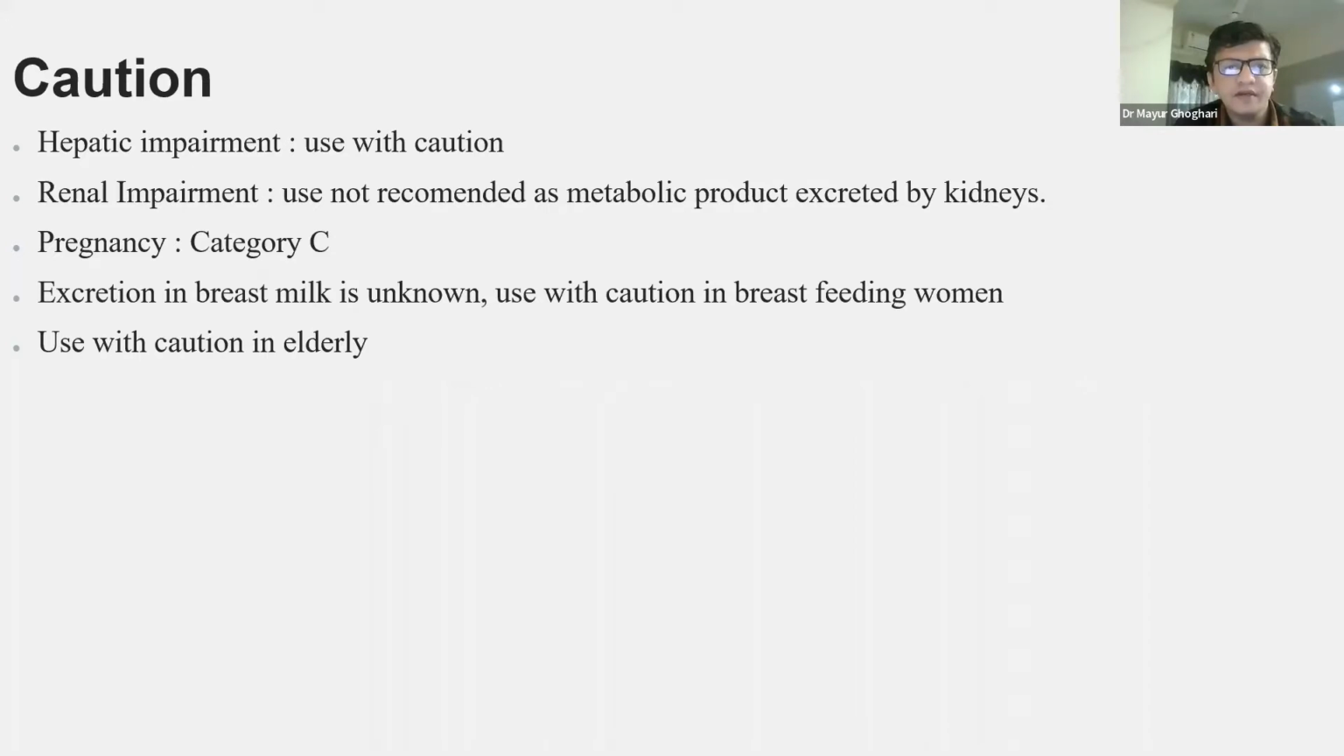Caution while prescribing dextropropoxyphene: hepatic impairment. In renal impairment, it is not recommended as the metabolic product is excreted by the kidney. Pregnancy category: no study has been conducted of dextropropoxyphene use in pregnancy in either humans or animals. Its excretion in breast milk is unknown, so use with caution in breastfeeding women and in the elderly.